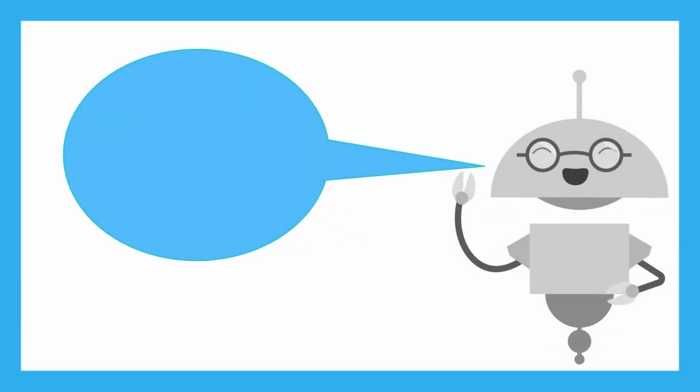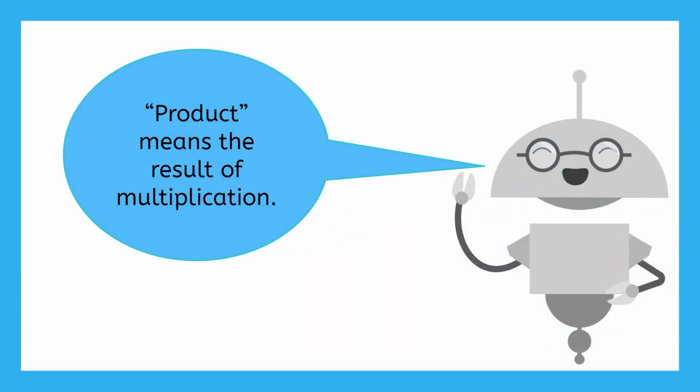Oh, hold on, it looks like Mia has a reminder for us. Oh, that's right. The word product means the answer we get when we multiply. Thanks, Mia. Let's find some products.